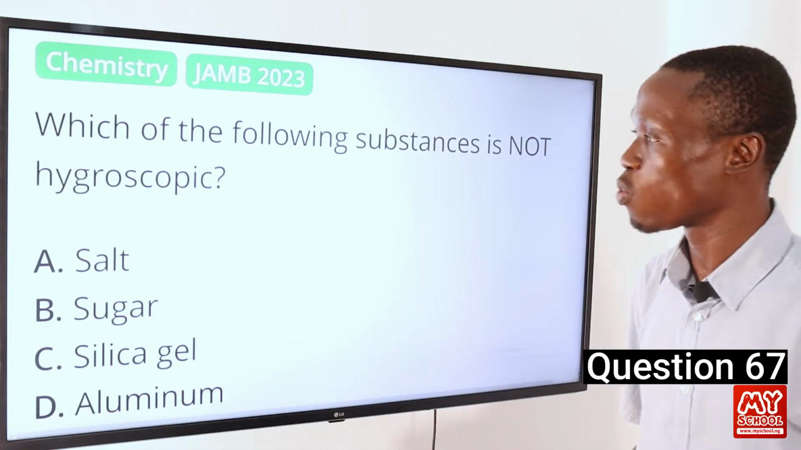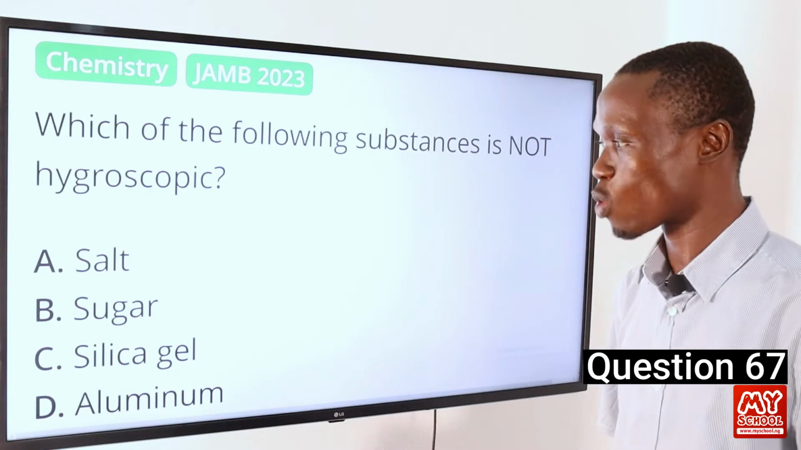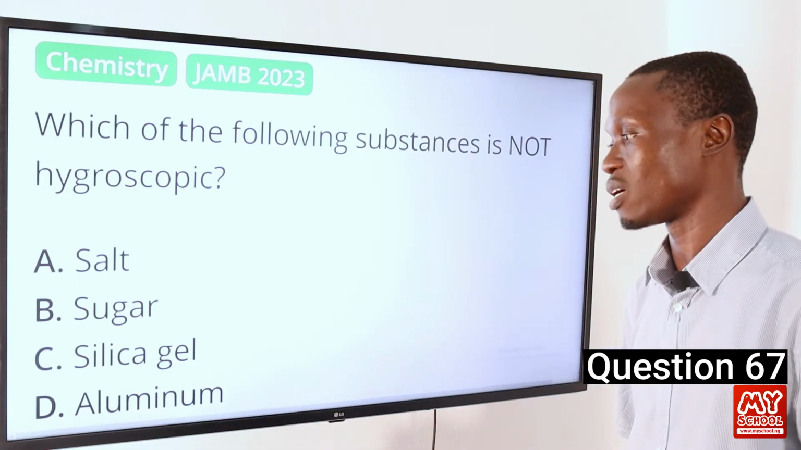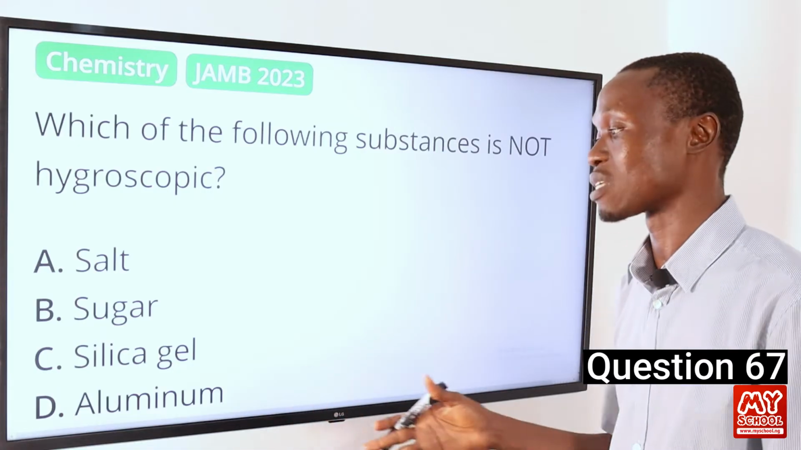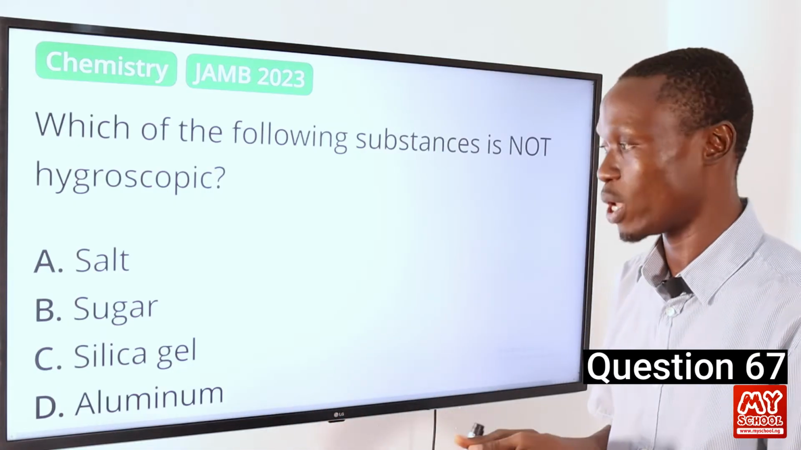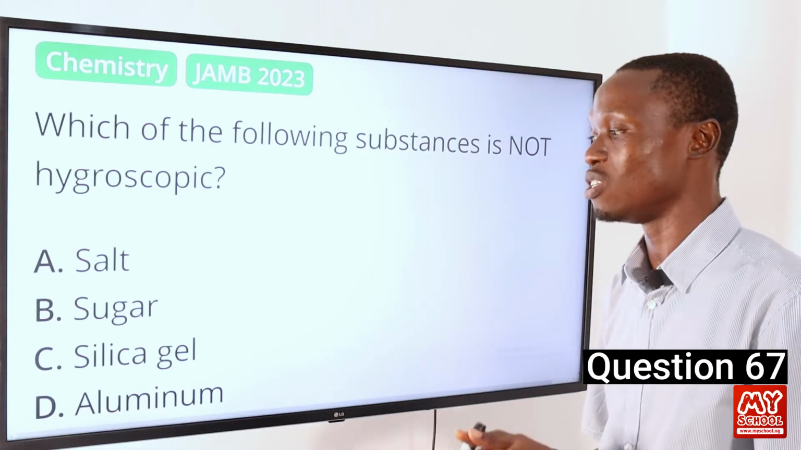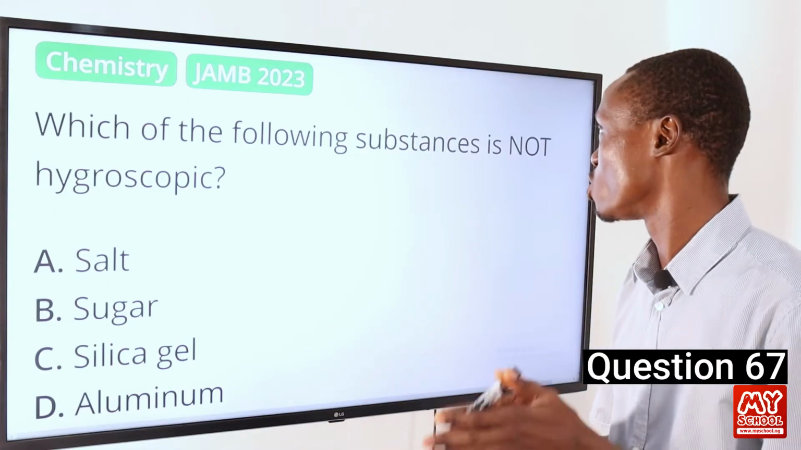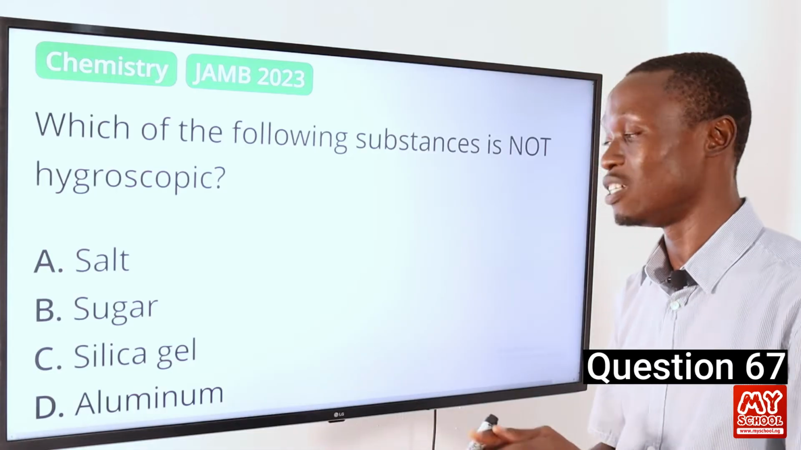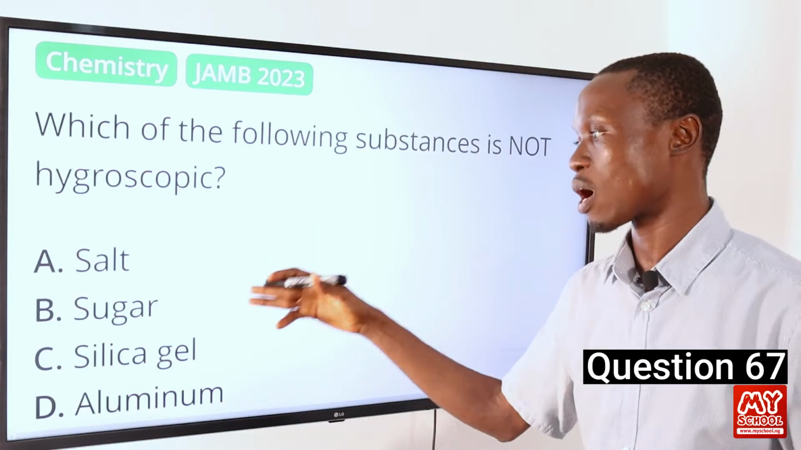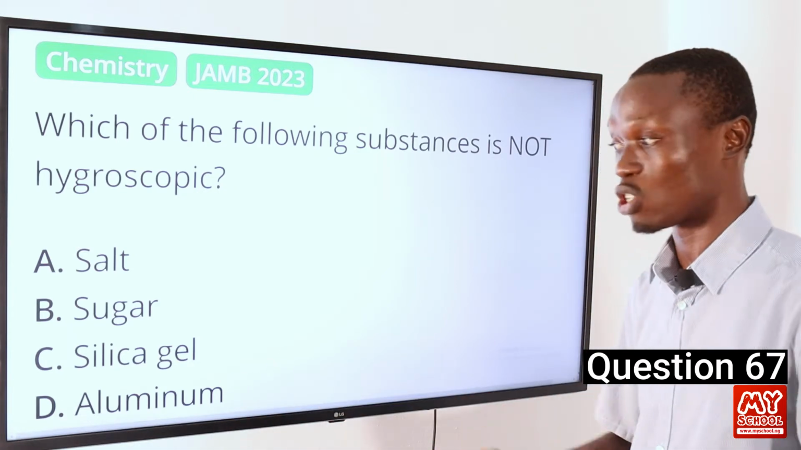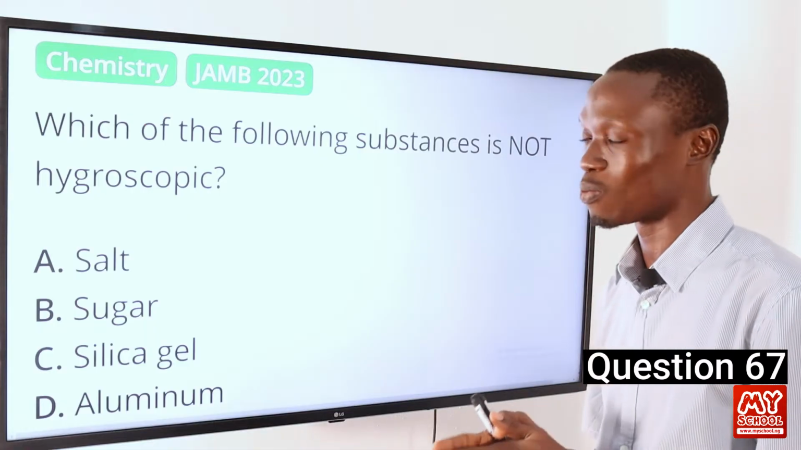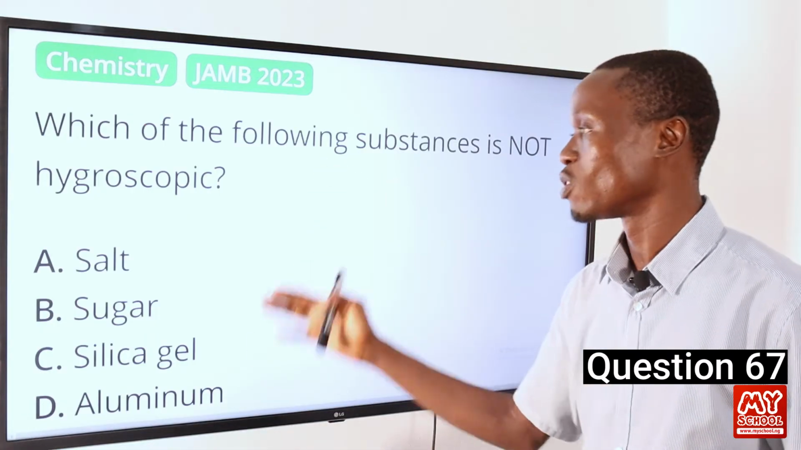Option A we have salt, option B we have sugar, option C we have silica gel, and option D we have aluminium. So aluminium is a metal. Metals do not absorb water in any way. So the answer to this question is option D. Option D is not hygroscopic in nature. Salt, sugar, and silica gel are hygroscopic in nature, but D is just a solid metal, and it does not absorb water from the atmosphere. So the correct option to this question is option D.